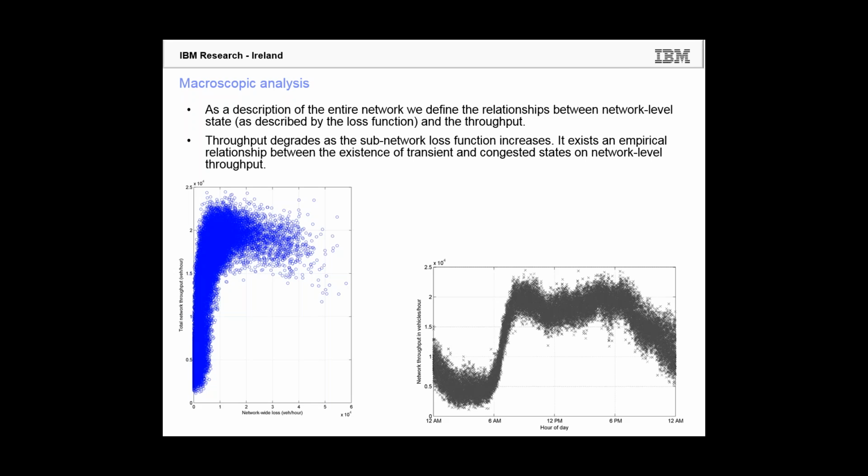As a descriptor of the entire network that we are analyzing, we have defined the relationship between the network-wide loss and the network throughput. In this case, the loss is computed using the formulas that I described to you before, and it is actually an average loss. Then the total network throughput is the average throughput of all the sensors at the border of the network.